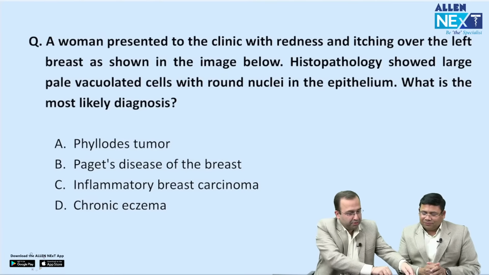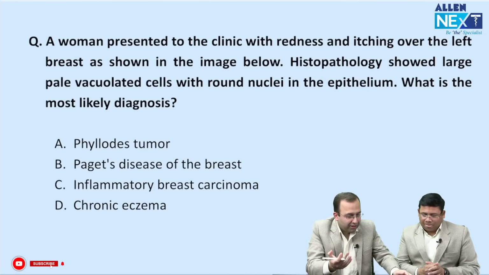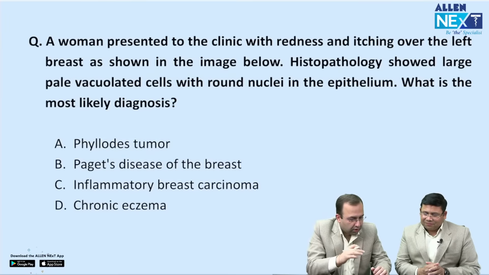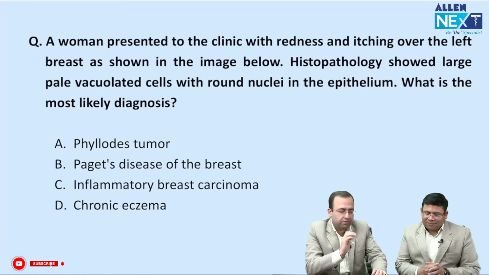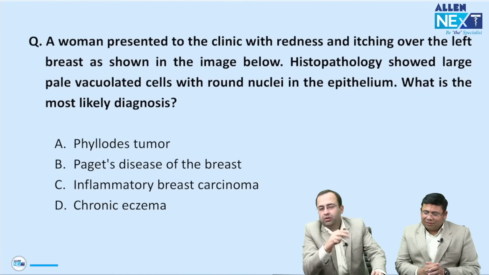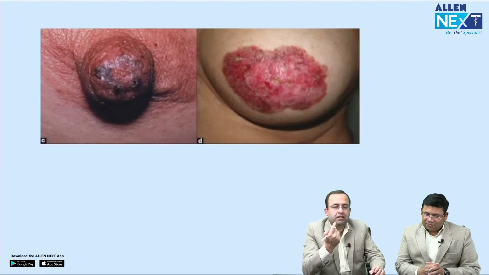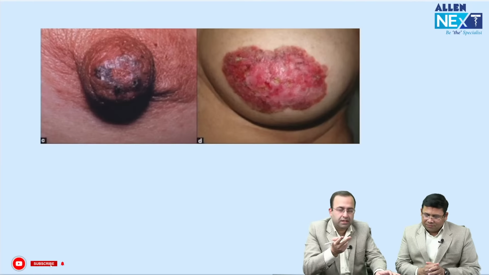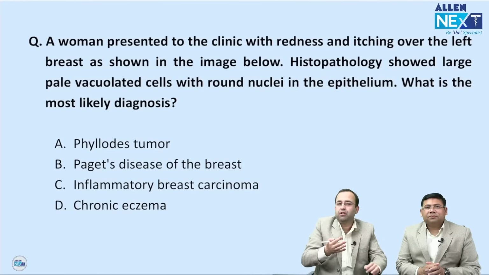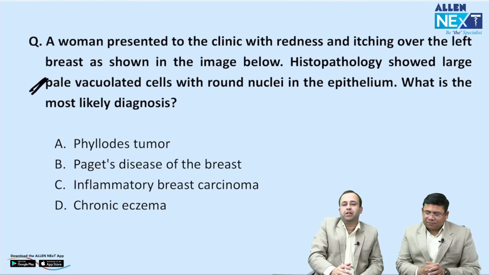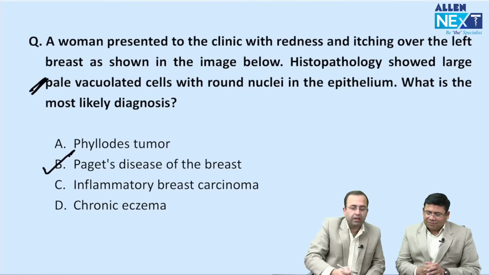A female came to OPD with redness and itching over the left breast, as shown in this image. Histopathology is performed, which shows the presence of large pale vacuolated cells with round nuclei in the epithelium. The minute I look at the image, I have two main clinical differentials: either eczema or a case of Paget's disease. But what clinches the diagnosis for a pathologist is the fact that there are pale vacuolated cells with round nuclei in the epithelium.